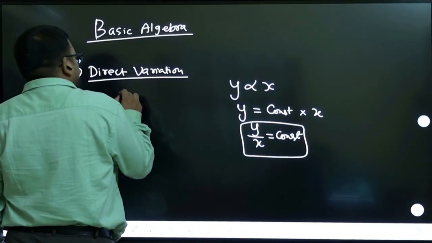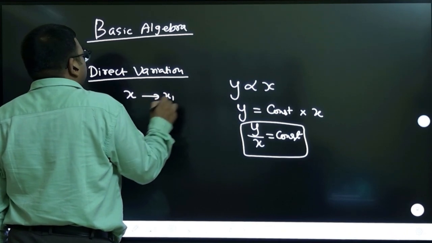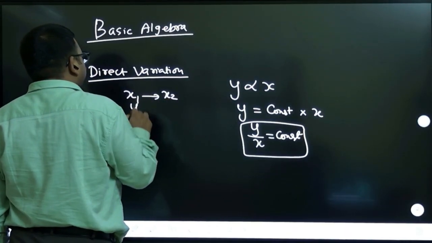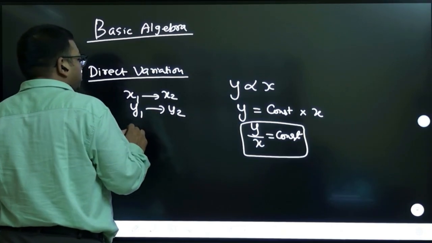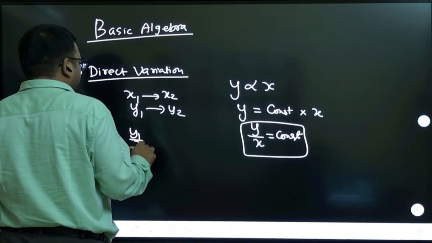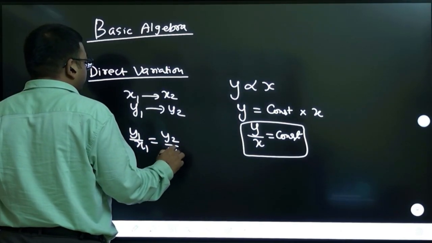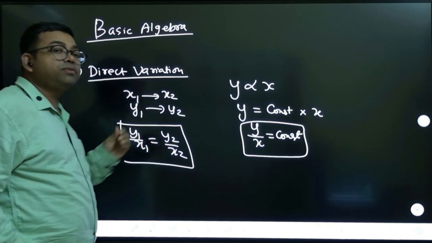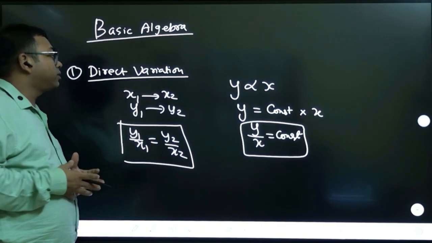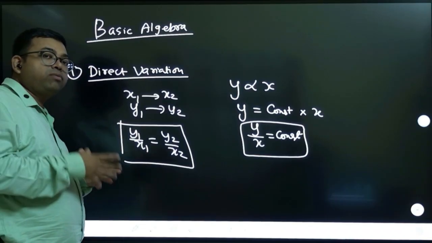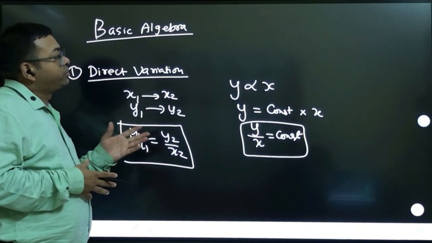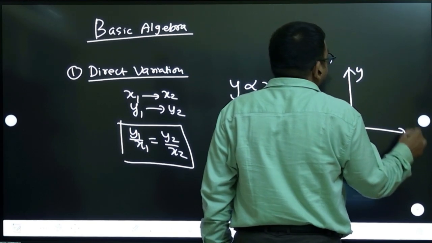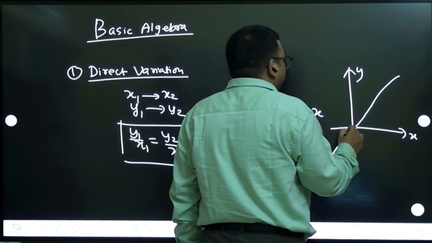So that means if you change x1 to x2, y also changes from y1 to y2. But this ratio y1 by x1 remains same as y2 by x2. Okay, that is called direct variation. So direct variation means if you increase one quantity, the other is also increasing, but it is a linear increase. We are talking of linear increase. So you can represent them by a straight line also. The x-y relationship can be represented by a straight line passing through origin, right?